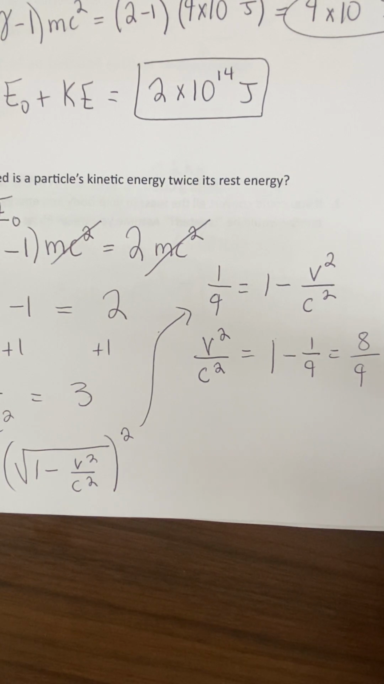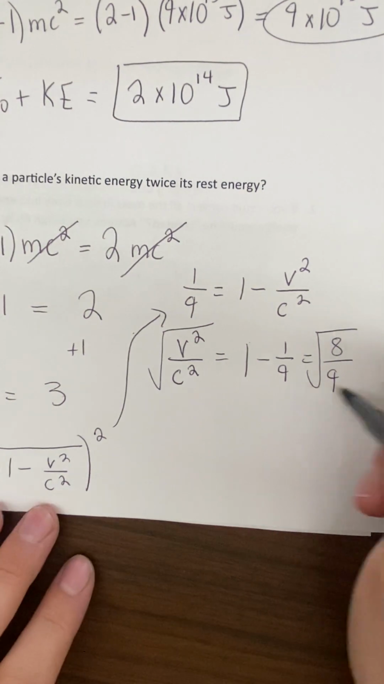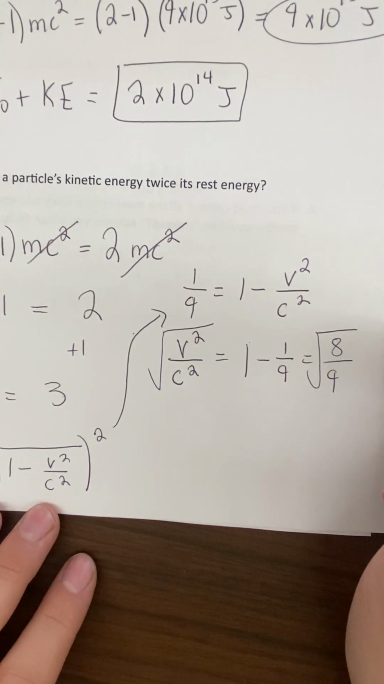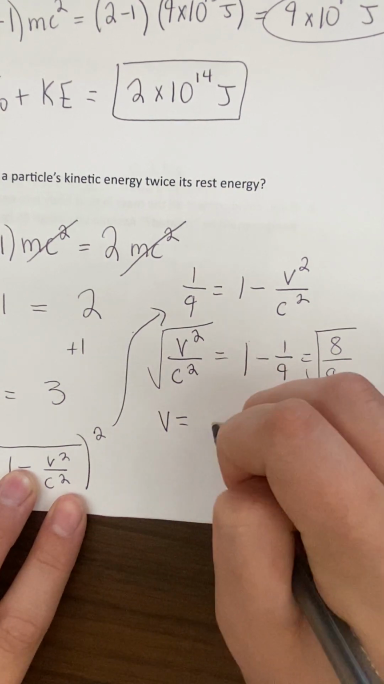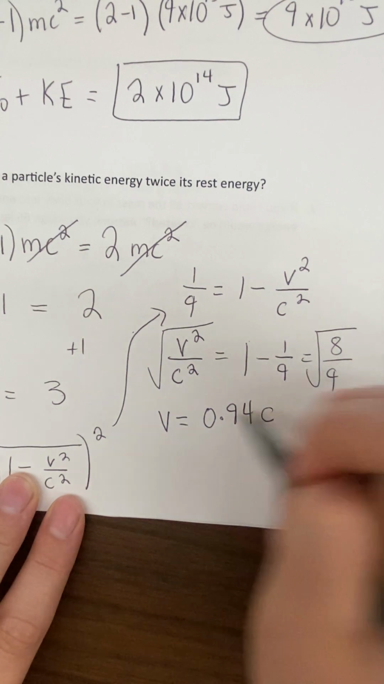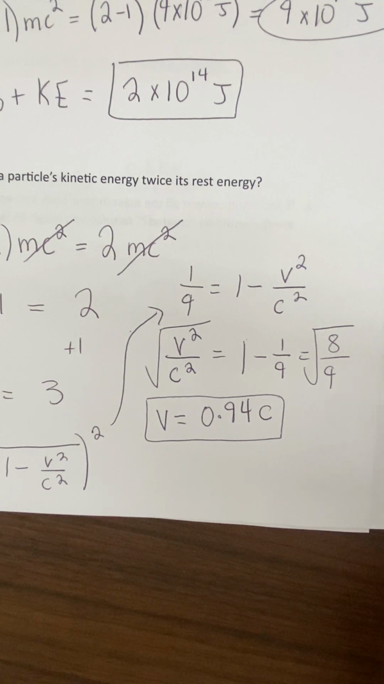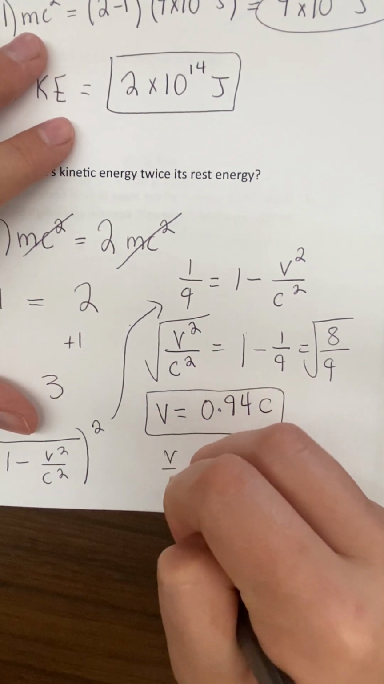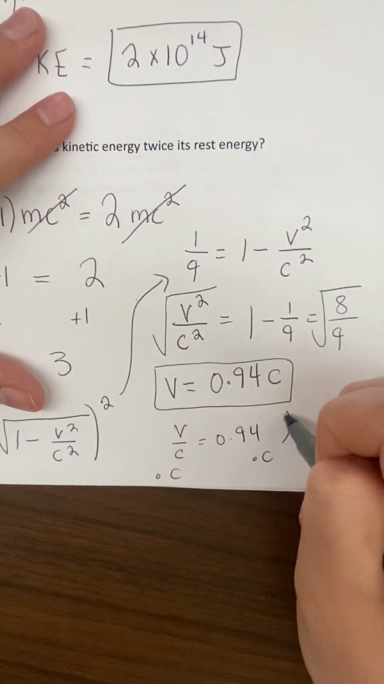Okay, so 8/9 is v squared over c squared. We want to find v over c. So we're going to square root both sides. I'm just going to change it to a decimal at this point. I was trying to hold on to our fraction, but whatever. So then we get v equals 0.94 c. Just to really spell that out, it would be v over c is 0.94, and then we multiply both sides by c to get that.